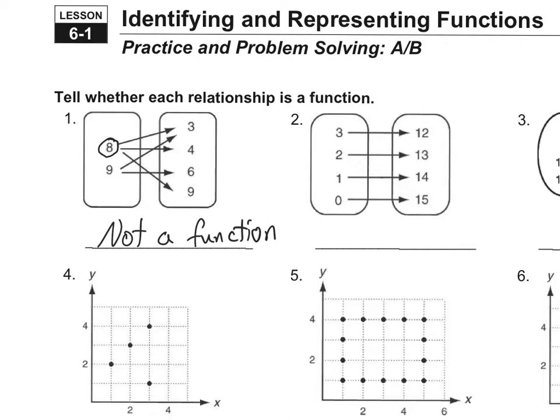When you look at question 2, 3 points at 12, 2 to 13, 1 to 14, and 0 to 15. Now, finding the rule is something we'll do down the road, but we can clearly see that each one of the what we call x values, those are our input values, each one of those is only pointing at one y value or output value. So this is a function.